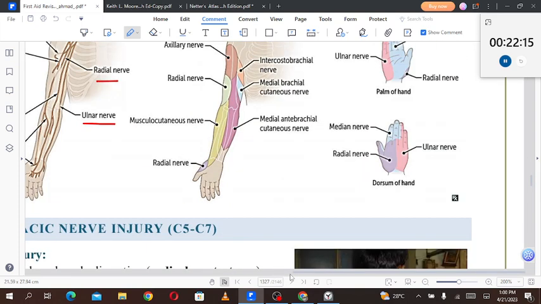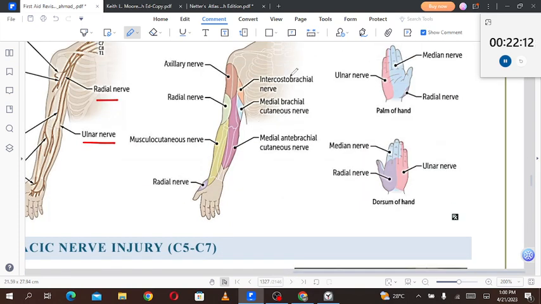Then here you can see the cutaneous innervation. It is a bit confusing, but let's see it over here. The axillary nerve supplies the area over the deltoid.